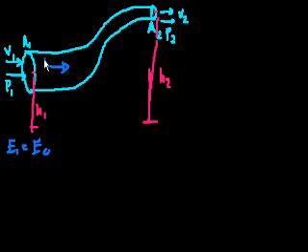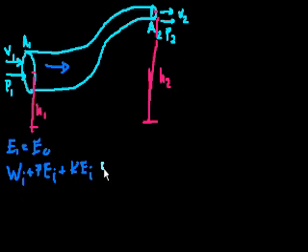Well, what's the energy that you put into a system, or that the system starts off with at this end? Well, it's the work that you input, plus the potential energy at that point of the system, plus the kinetic energy at that point of the system. And then we know from the conservation of energy that has to equal the output work plus the output potential energy plus the output kinetic energy.